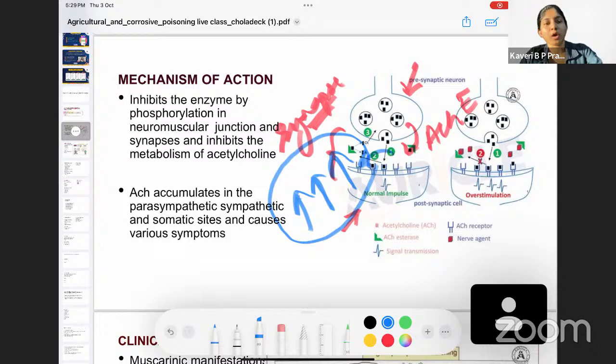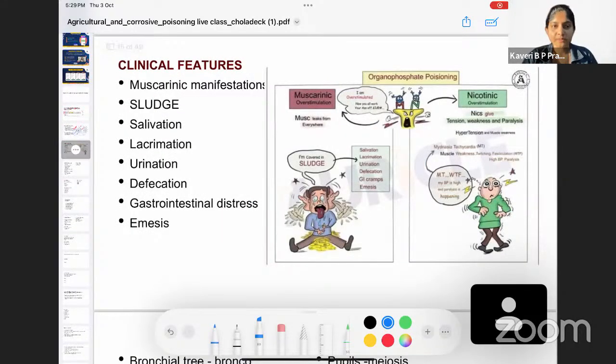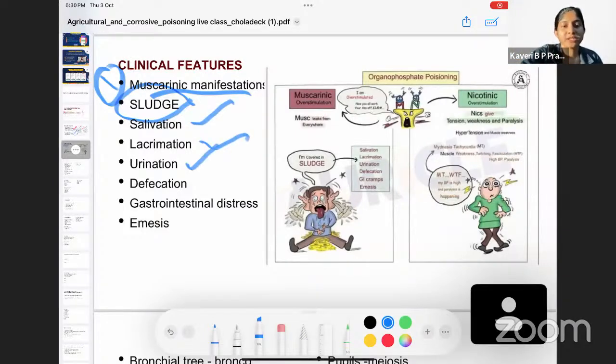Now, coming to what are the clinical features seen here. Number one is the muscarinic manifestations. Muscarinic manifestations can be remembered by a mnemonic, and the mnemonic is an easy one. It is called SLUDGE. S for salivation. Remember that whenever there is organophosphate poisoning, there is going to be a lot of secretions, from the mouth or from any opening of the body. So there is salivation, lacrimation, urination, defecation, gastrointestinal distress, and emesis.